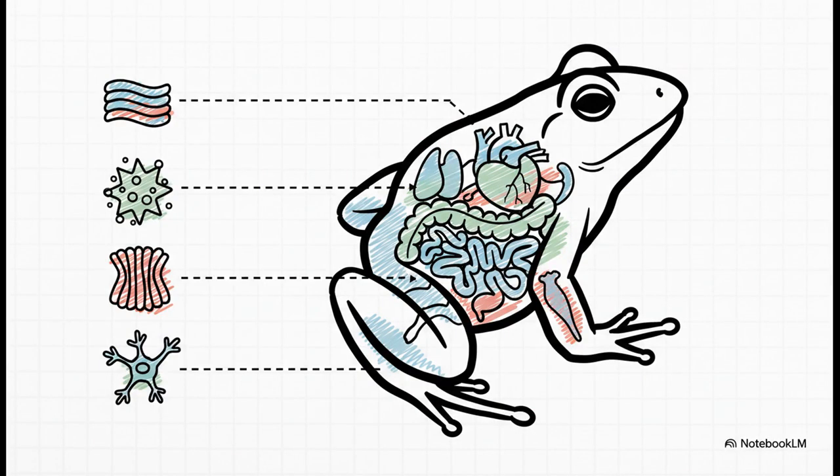Now, let's level up the complexity with the frog. Here, those same 4 tissues create highly specialized organ systems. Its digestive tract is lined with that columnar epithelial tissue for absorption. Its powerful leg bones are a form of specialized connective tissue. Those legs are powered by big bundles of skeletal muscle tissue. And the whole thing is coordinated by a complex brain and nervous system made of neural tissue. You see? It's the same 4 ingredients, just arranged into a far more complex and capable structure.